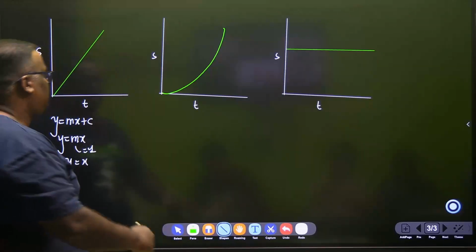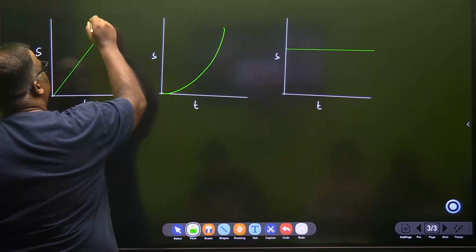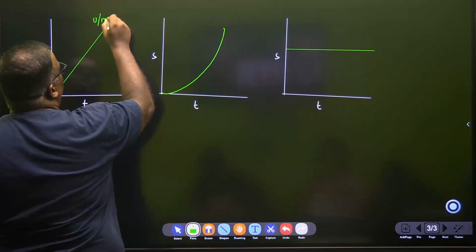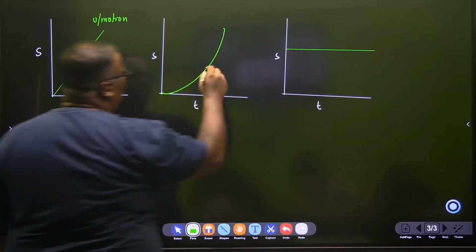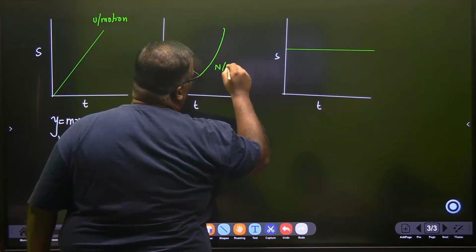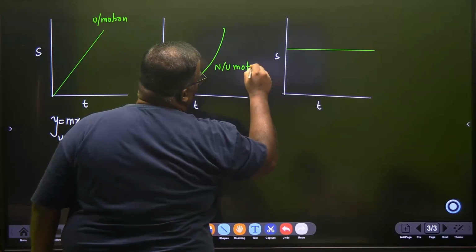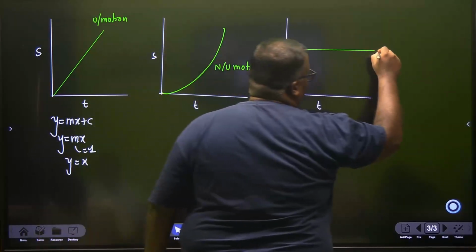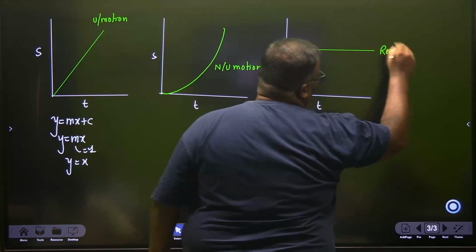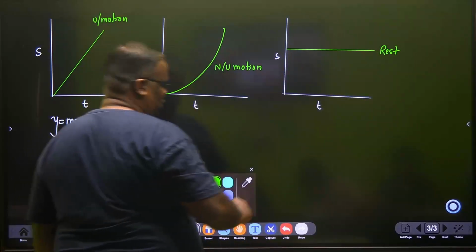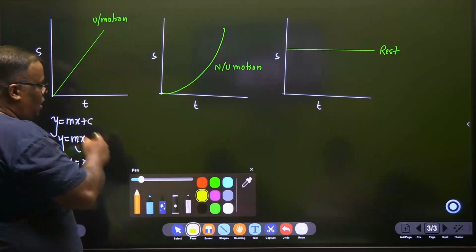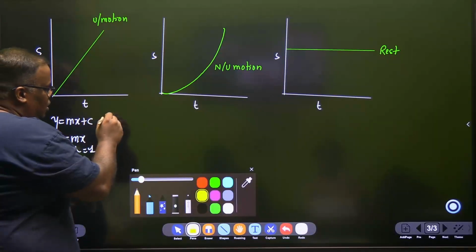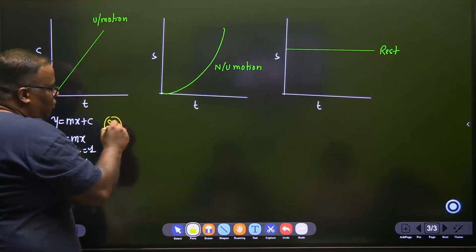तो इसको हम क्या बोलेंगे? What are we going to call this? This is uniform motion. Okay. This is what? Non-uniform motion. And what is this? Rest. Now the challenging part. Now start attacking these graphs with the perspective of slope.